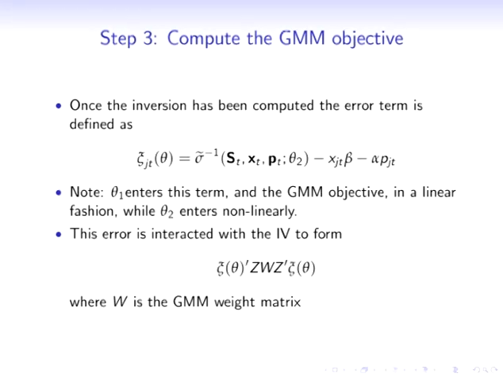Okay, once we have that, we can define our error term as this thing that was inverted, the result from that second step, minus these things here. Right? So now we can write the error term, if you want, as a function of the parameters.